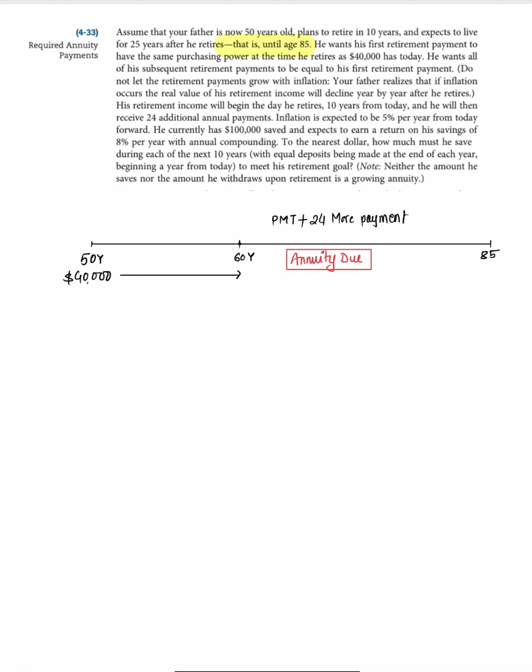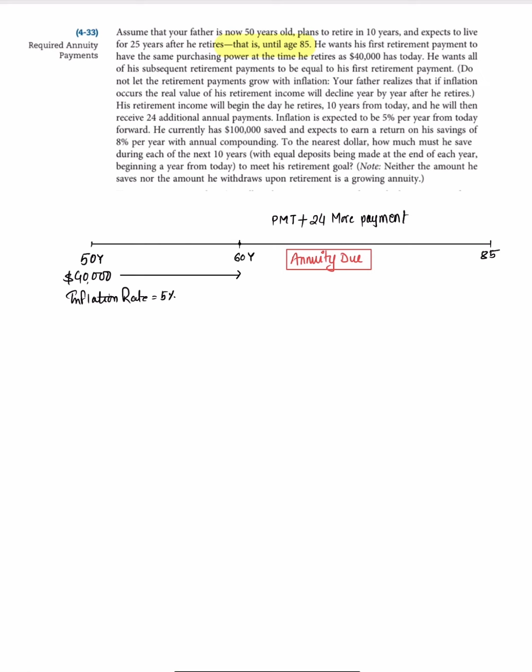Moving forward, inflation is expected to be 5% per year, so we are given the inflation rate. That means if this 40,000 is today's amount, we need to account for 5% annual inflation adjustments to decide what the retirement payment is going to be from the 60th year forward.